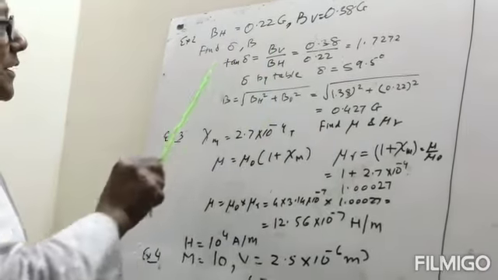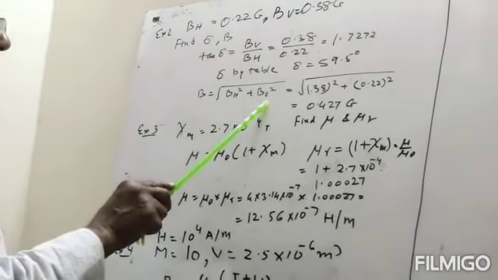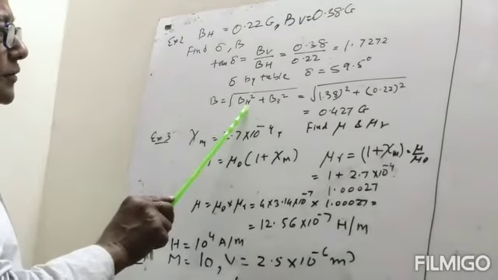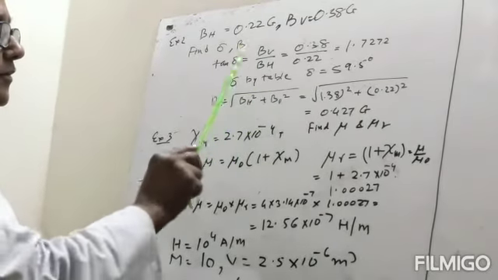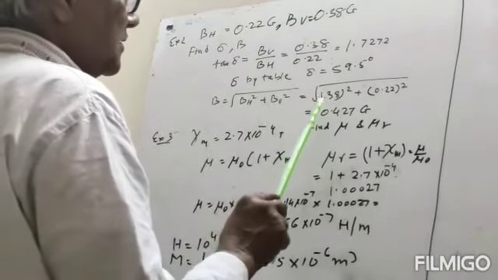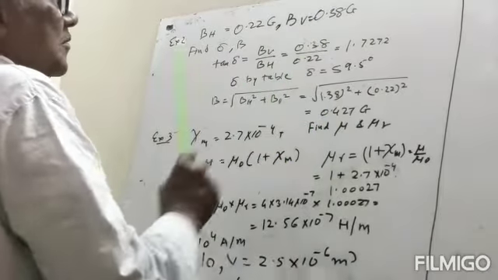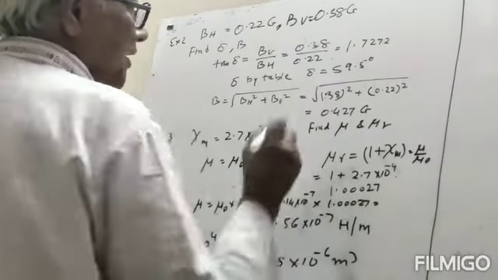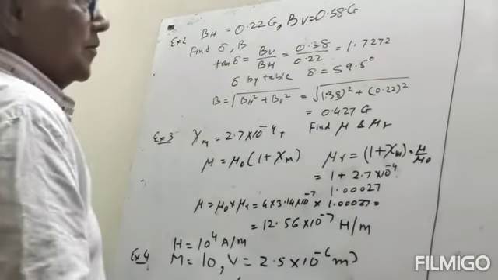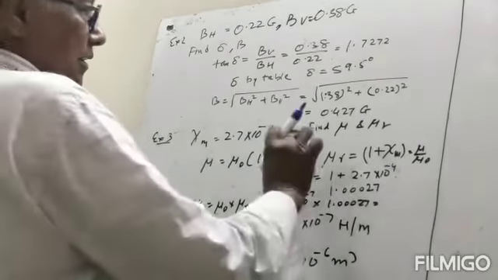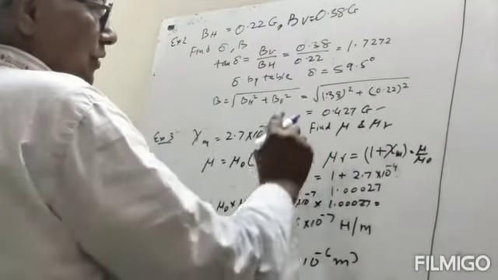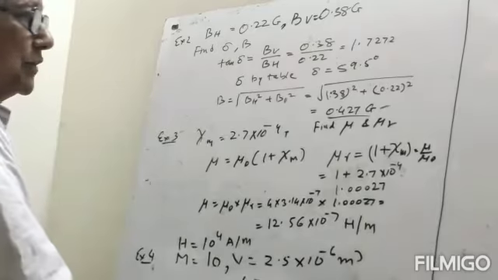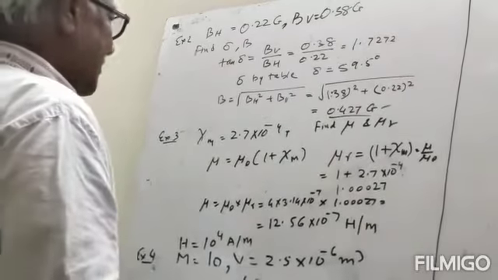Now total B will be equal to, since BV and BH are perpendicular to each other, the square root of BV square plus BH square. We substitute the values: 0.38 square plus 0.22 square. Add them and take the square root, and the value will come to 0.427 Gauss, which you can calculate.